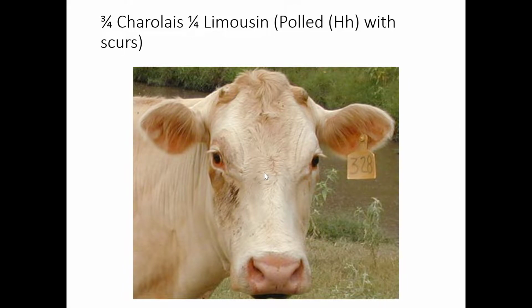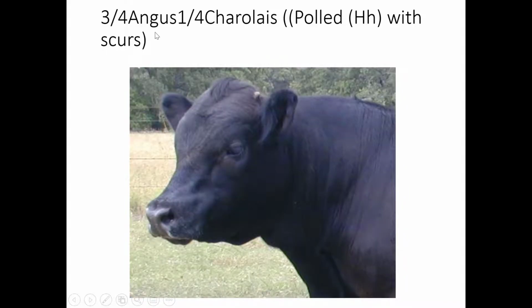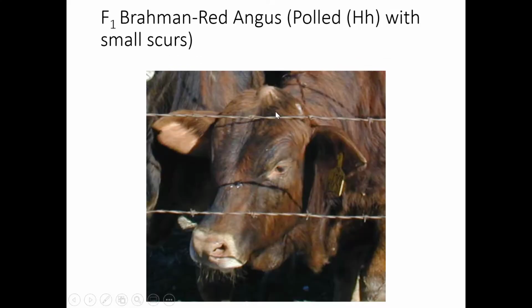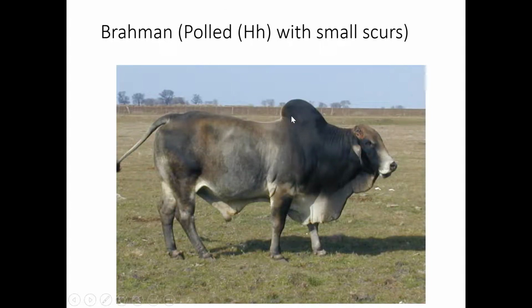So here we have a 3/4 Charolais, 1/4 Limousin. So she is polled with scurs, so she's a heterozygote. So you can see her scurs right here. And then we have a 3/4 Angus, 1/4 Charolais. So again, another heterozygote with the scurs right here. Next we have a 5/8 Angus, 3/8 Nellore. So another heterozygote. So we have a scur. And then we have a Brahman Red Angus cross with a scur. And then here we have a Brahman, and you can see he has a scur right here, so he's also heterozygote.